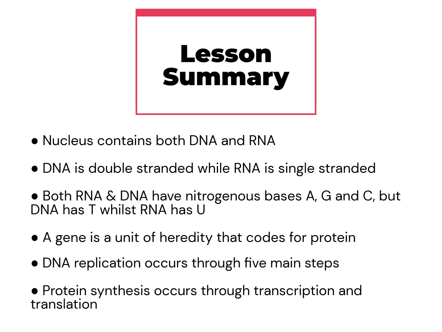Now, a summary of the lesson. What we've learned so far is that the nucleus contains both DNA and RNA. DNA is double-stranded, whilst RNA is single-stranded. Both RNA and DNA have nitrogenous bases adenine, guanine, and cytosine, while DNA has thymine, and RNA has uracil. Now, a gene is a unit of heredity as it codes for protein. DNA replication occurs through five main steps: the unwinding and unzipping, the formation of templates, the pairing of the nucleotides, the pairing of the bases, and then the formation of the double helical structure.